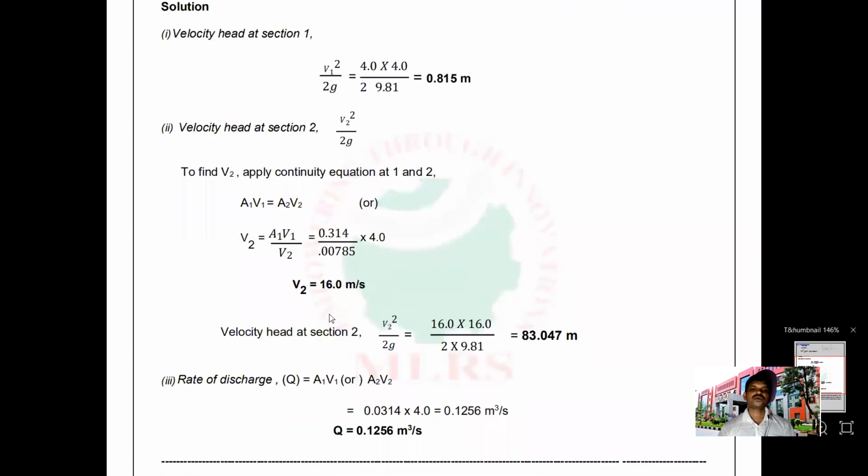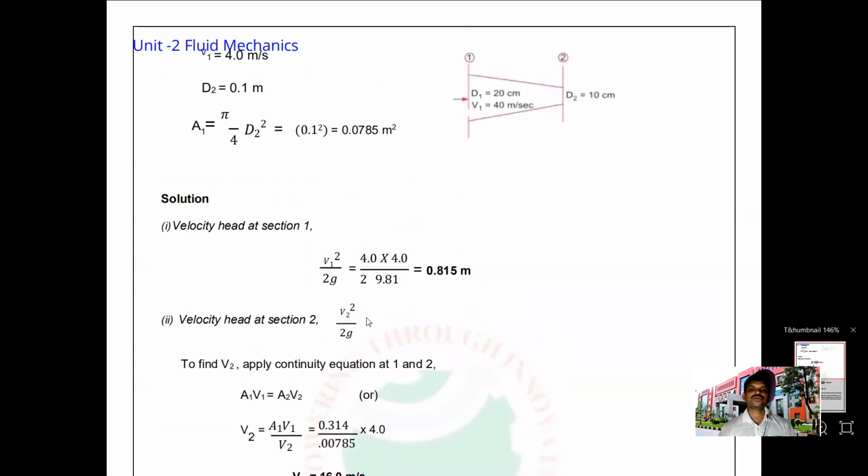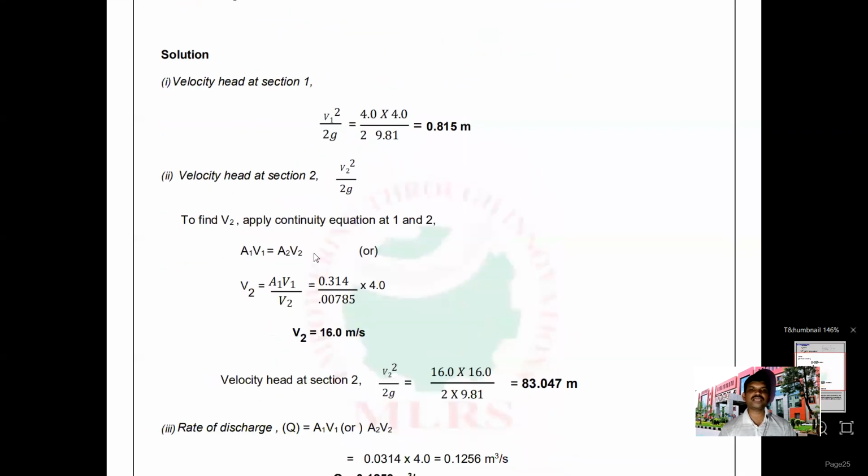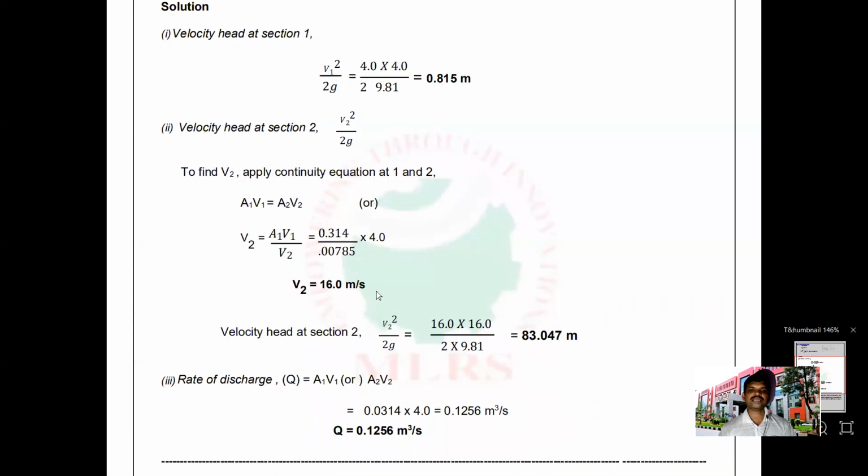So once you find V2, the velocity head we can easily find. V2 square by 2g, so 16 square divided by 2 into 9.81, which is equal to 83.047 meter. Okay, that's all. You can see the question they asked: find the velocity head at section 1 and 2. V1 square by 2g is 0.815 meter and velocity head at section 2 is 83.047 meter.